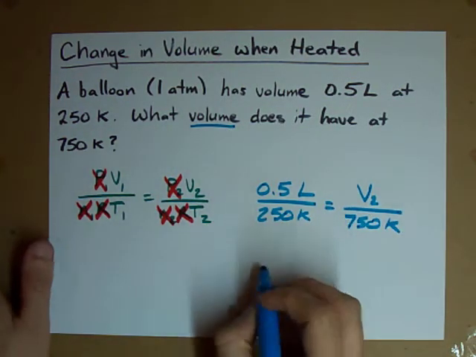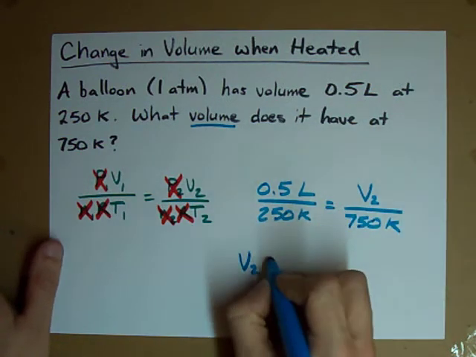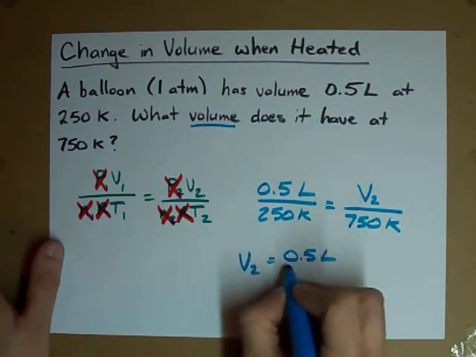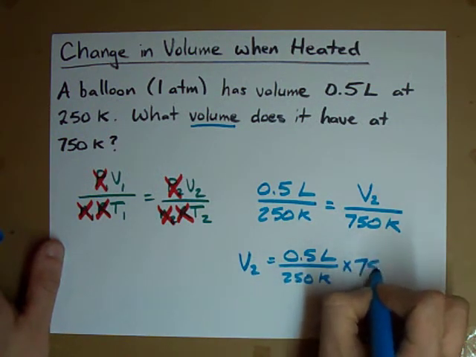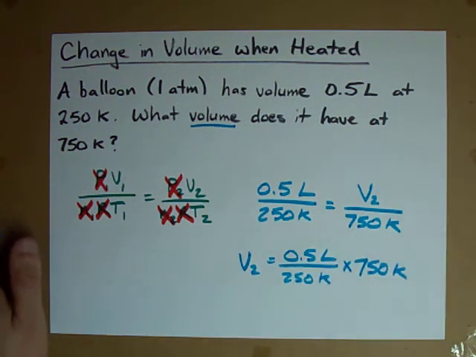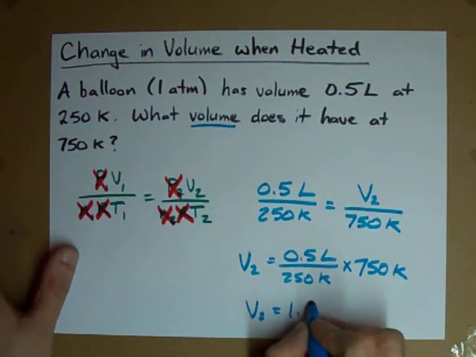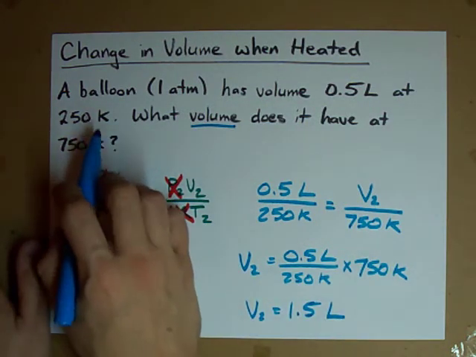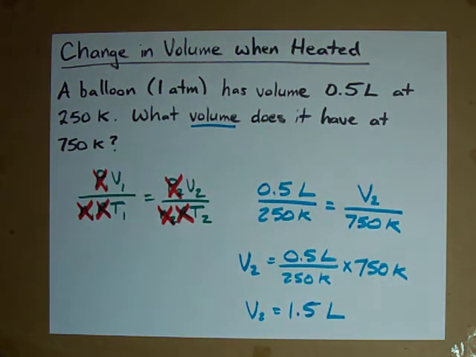How do you solve for V2? Well, you undo division by multiplying. So it's 0.5 liters divided by 250 K, and you multiply by 750 K. When you do that on your calculator, you end up with 1.5 liters. So tripling your temperature in Kelvin also leads to a tripling of the volume.